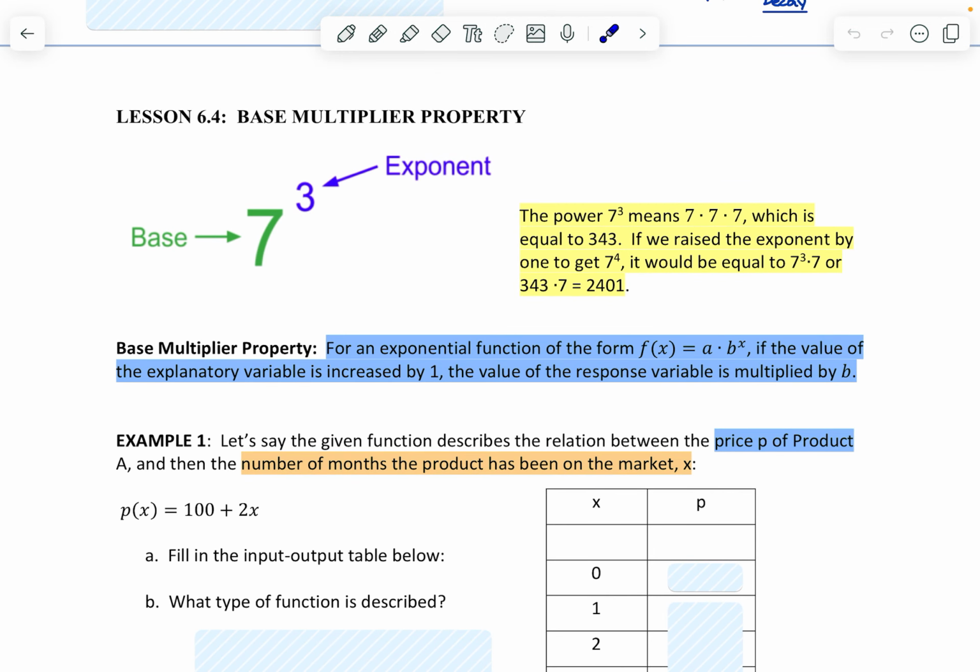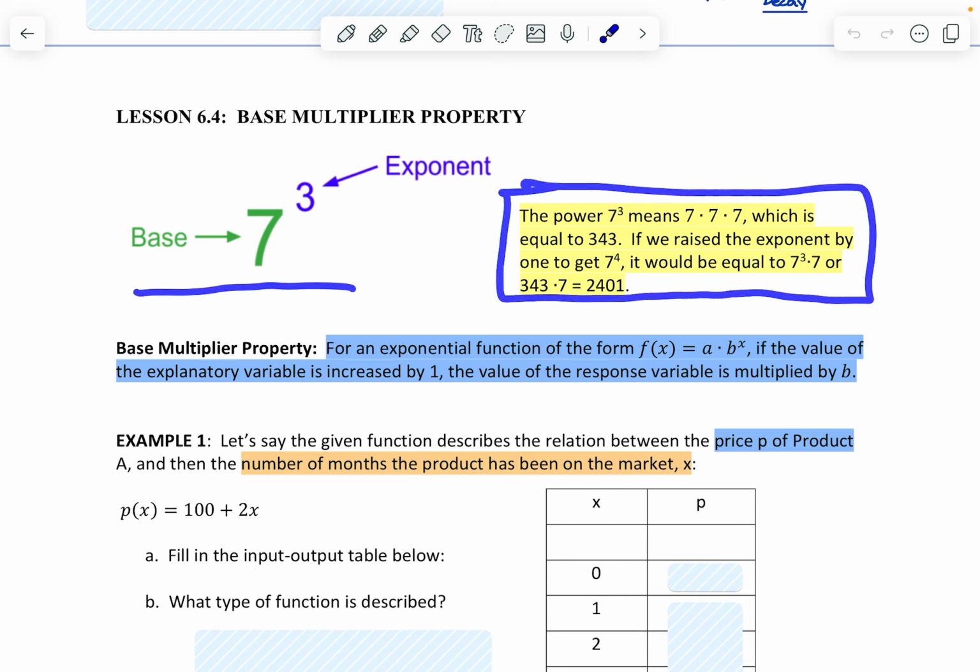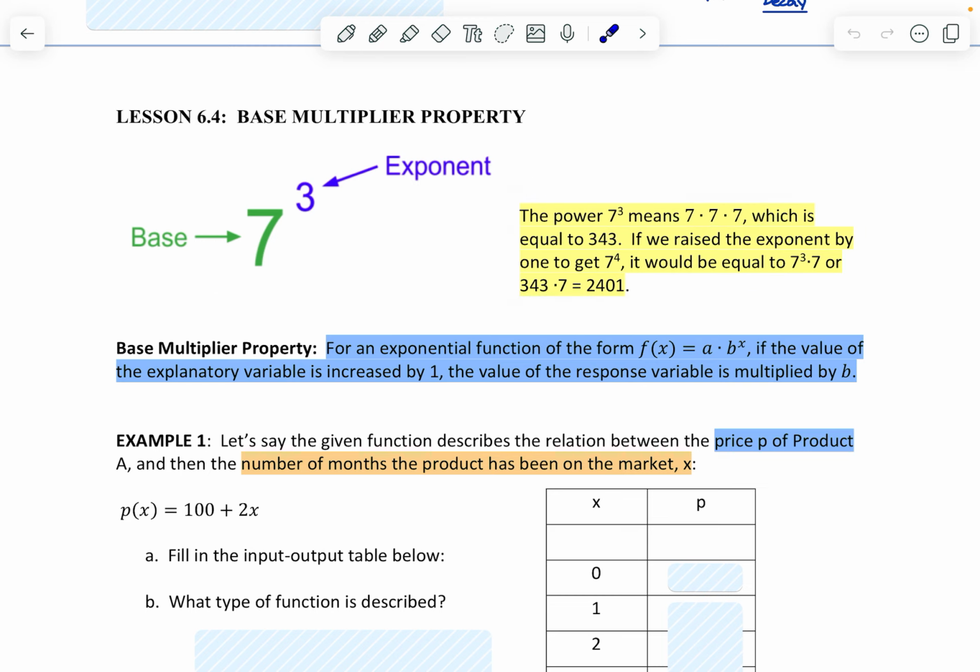6.4, today's lesson is on the base multiplier property. A little algebra just to talk about: the power 7 to the third, or 7 cubed, means 7 times 7 times 7, which is 343. If you raised it one more time and went 7 to the fourth, it would be 7 times 7 times 7 times 7, or 7 to the third power times 7, which is 2,401. Just a quick example there.